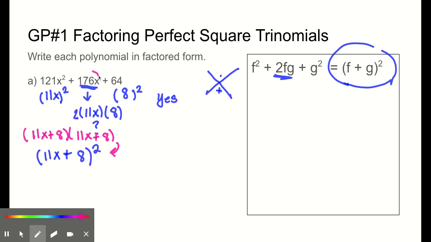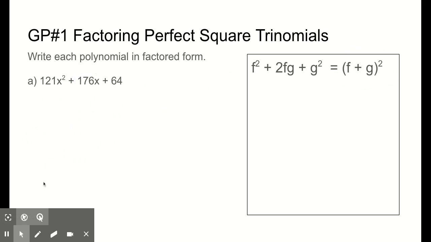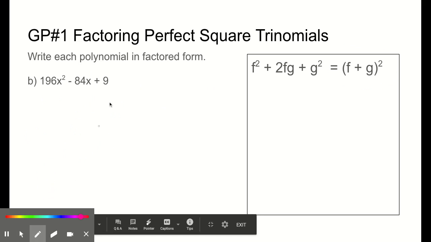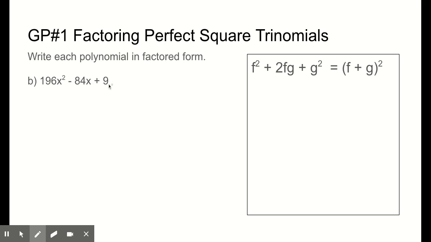But again, you have to make sure that you check to see that your middle term does in fact fit that special pattern. Let's take a look at another one. So here, again, we need to identify if the first term and the last term are perfect squares. So what number squared gives us 196x squared? That would be 14x. What number squared gives us 9? That would be 3. We need to test that and see if this fits our special pattern.